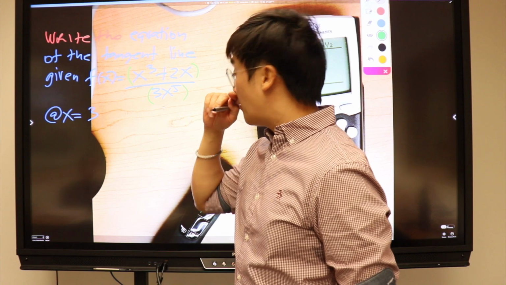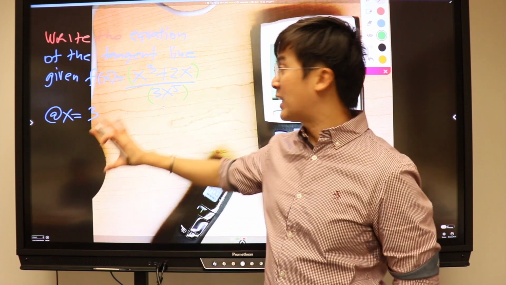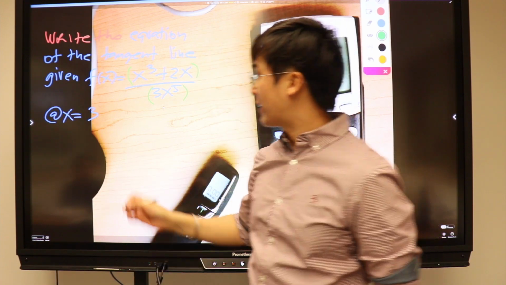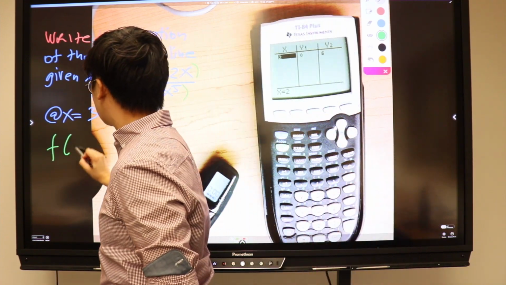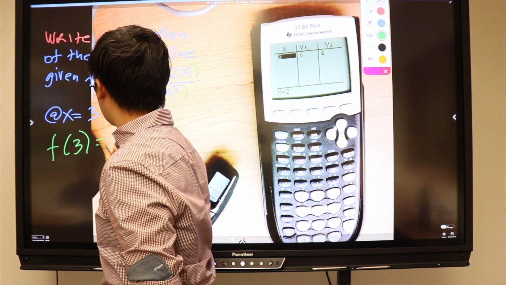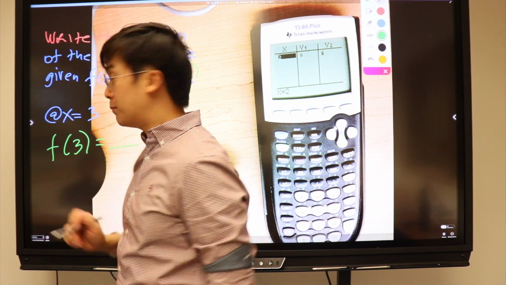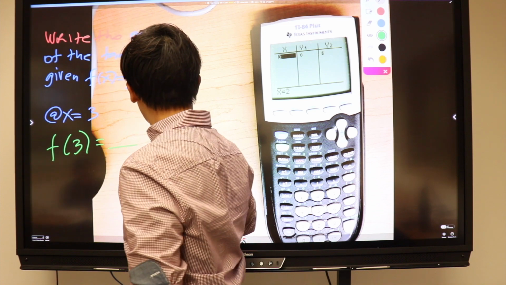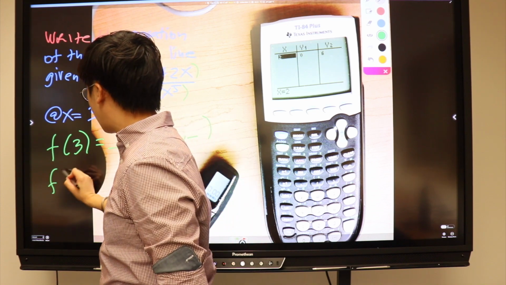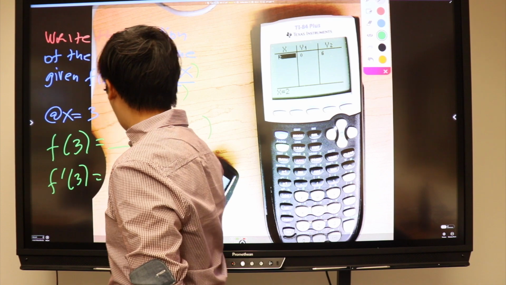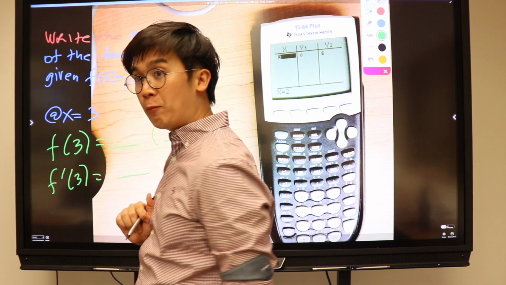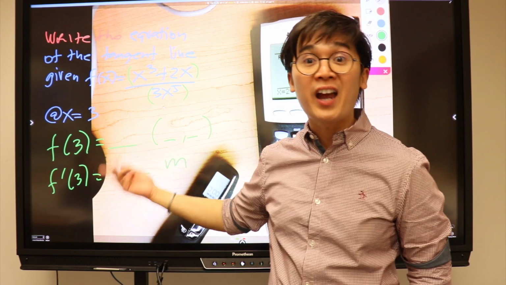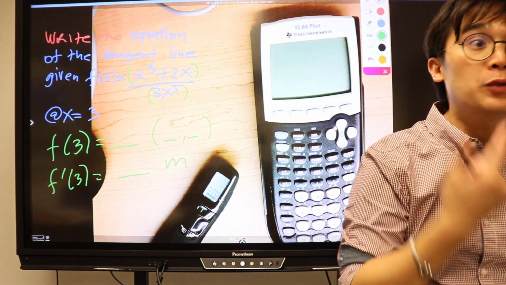Whenever I use my calculator, I always need to write what I need from my calculator. And this is what I need from my calculator. I need this in my calculator because this will give me my x and y, right? And I need my f prime of 3 so I can have my m, right? So this is how I use my calculator. I always write what I need. And then I'll go to my calculator to produce what I need.